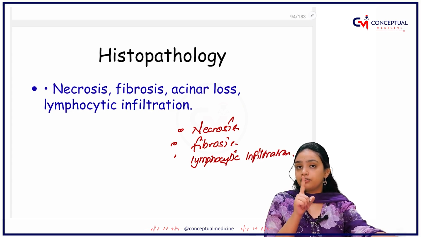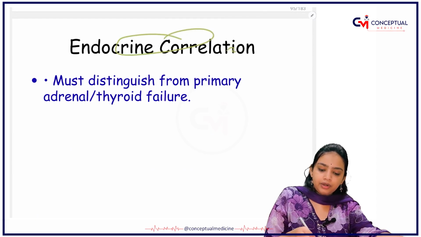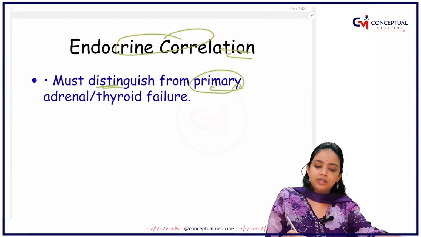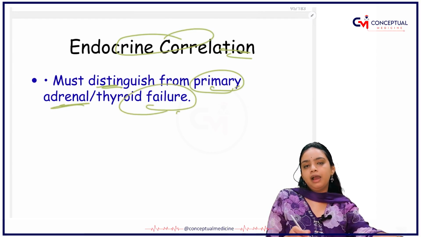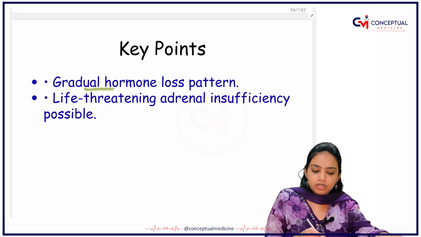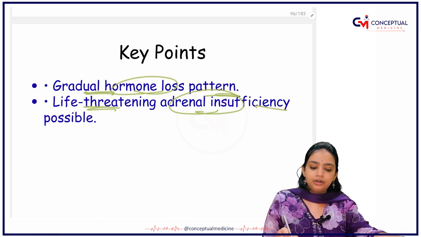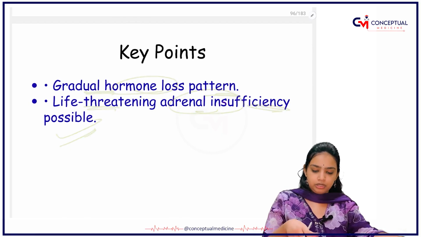These are all things you have read in your journal path. Next, if I talk about the endocrine correlations, it must be distinguishing your primary adenoma from your thyroid failure. What are the key points you need to keep in mind? First, there is a gradual hormone loss pattern, and life-threatening adrenal insufficiency is possible.